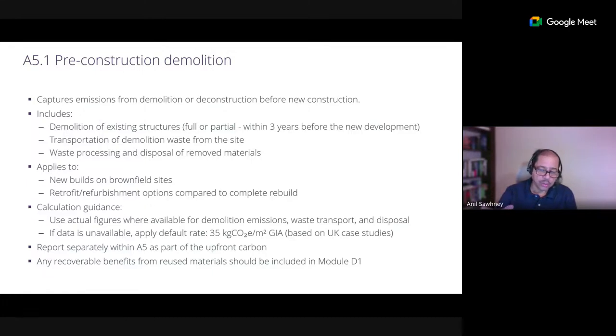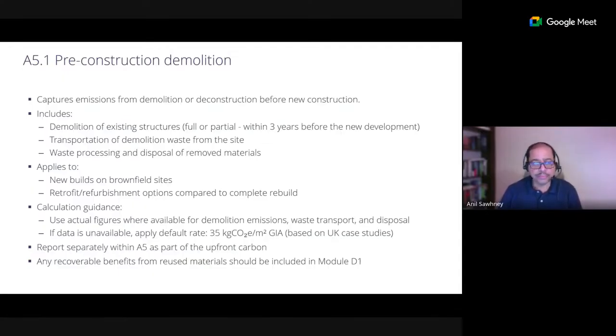So let's say you're building in a brownfield site, there are some existing structures, you demolish them, remove all the demolition waste and all that good stuff, do the site prep. 6 months later, new construction starts. You need to include all the emissions coming from pre-construction demolition in your whole life carbon assessment for this particular asset that you're considering, or this particular project that you are calculating for.